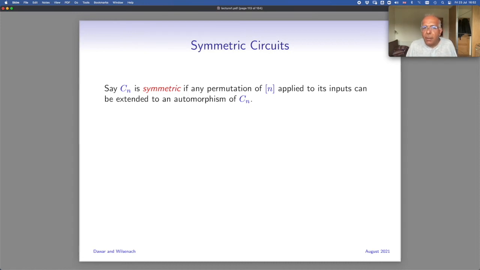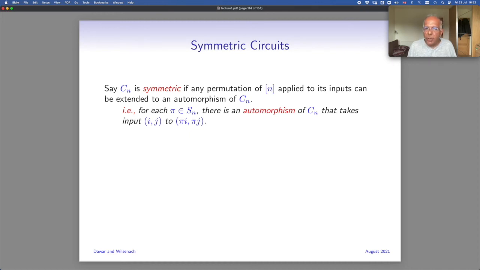So we say that a circuit is symmetric if whenever you permute the inputs in this way, you can extend that permutation to an automorphism of the circuit. In other words, you can permute the gates in the circuit so that it looks just the same. Formally speaking, for each permutation pi of S_n, there is an automorphism of the circuit which takes the input labeled by the pair i, j to pi(i), pi(j). You apply the permutation pi to both components of this pair.